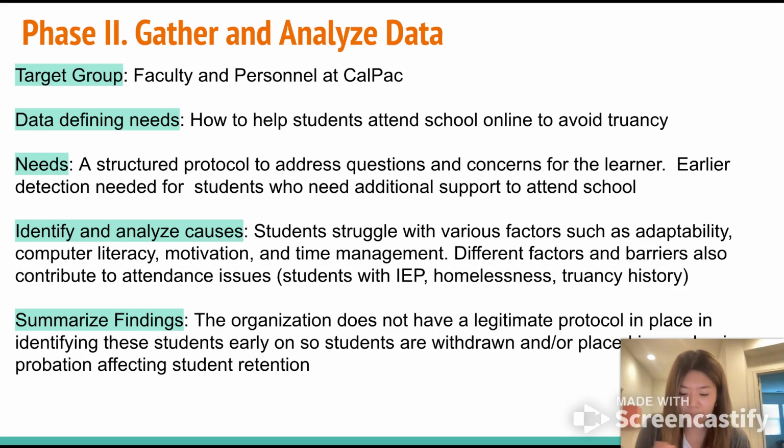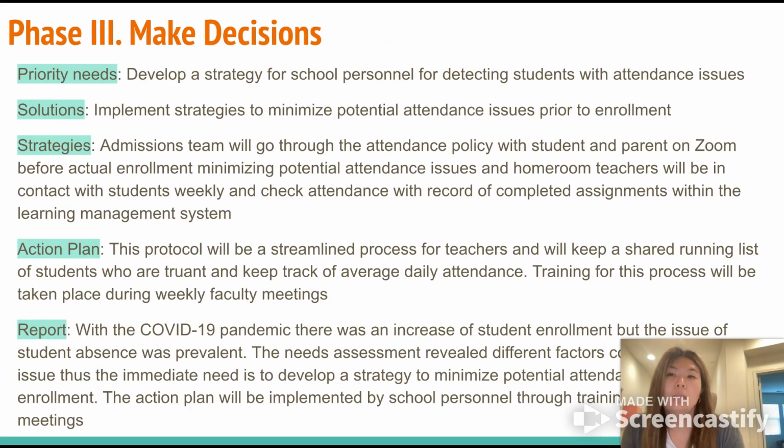So to summarize the findings for phase two, we realized the organization does not have a legitimate protocol in place in identifying these students early on. So students are then becoming withdrawn or basically placed in probation, affecting our student retention. So now we have phase three. So we need to make decisions.